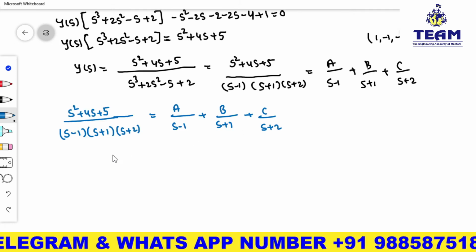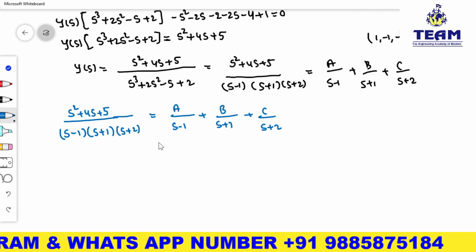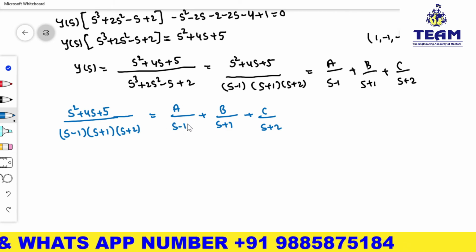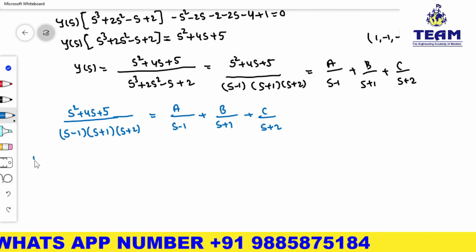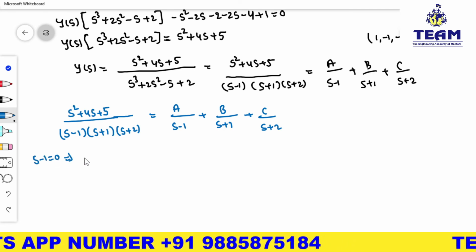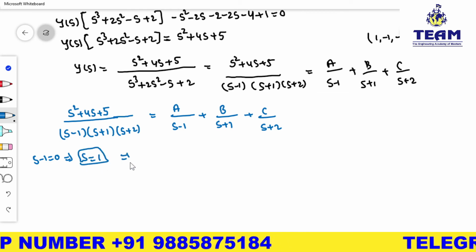So friends, to get the a, b, c values, I am doing a shortcut method. So friends, you remember, whenever you want a value, put the denominator equal to 0. Okay. For that, what you have to do? Substitute s minus 1 is equal to 0. That implies you will get s is equal to 1. So from this, what you can get? You will get the a value.